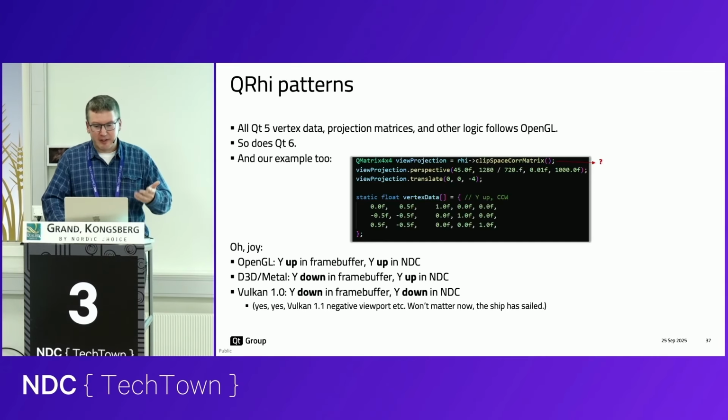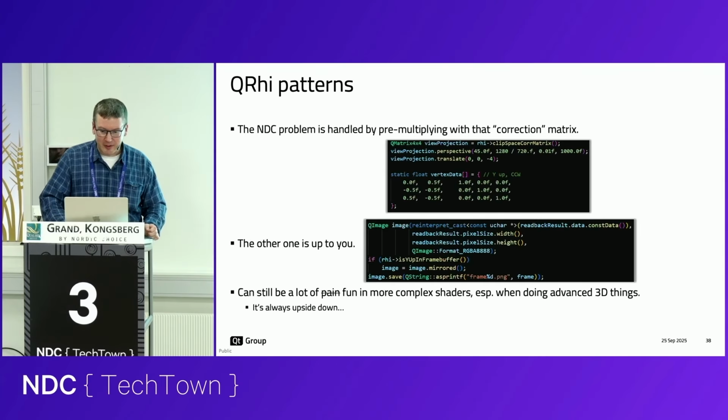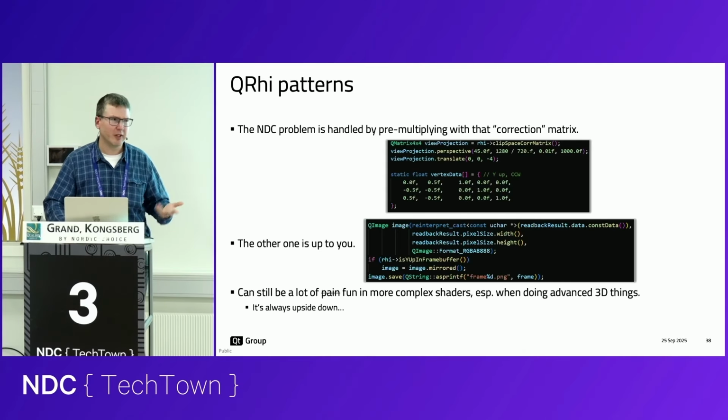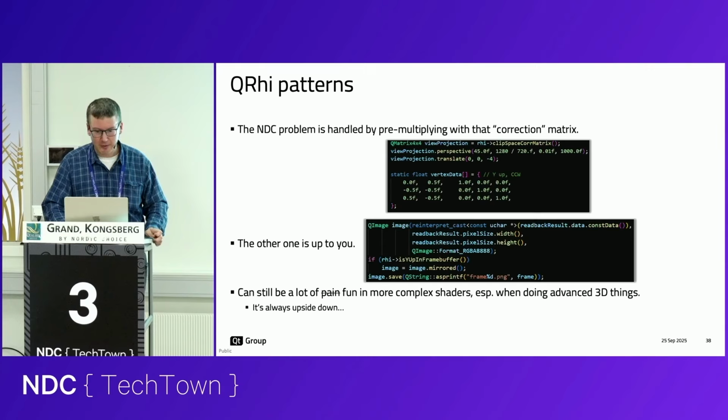So, to deal with this, there is this somewhat weirdly named correction matrix, which we query from the RHI backend. And you pre-multiply the projection, or whatever model view projection, with that. With OpenGL, that's an identity matrix. With others, it might do things like flip Y. It also does things for the depths, but I'm not going to dive into that. Really, it eliminates these differences, so you think that everything just works. The Qt 5 style content, you can just use also with Qt 6.